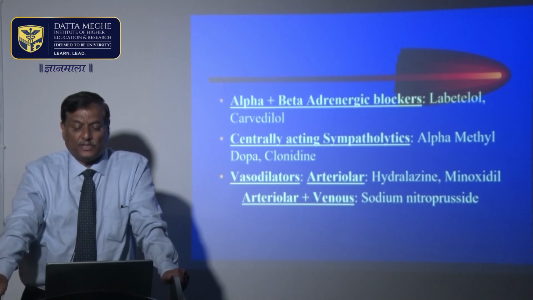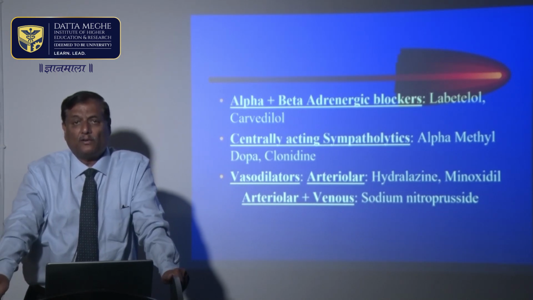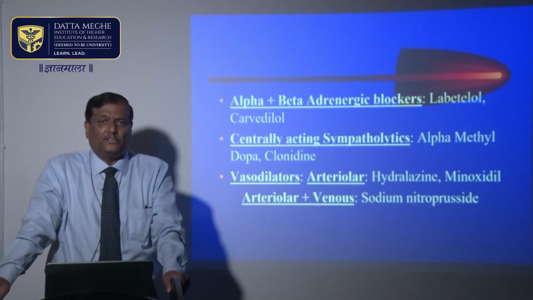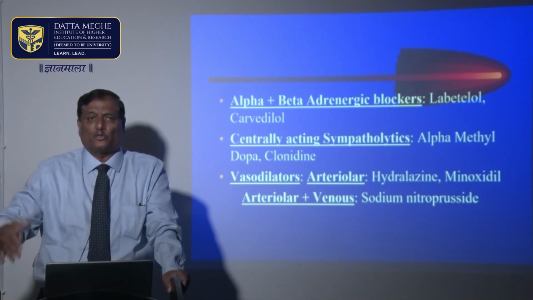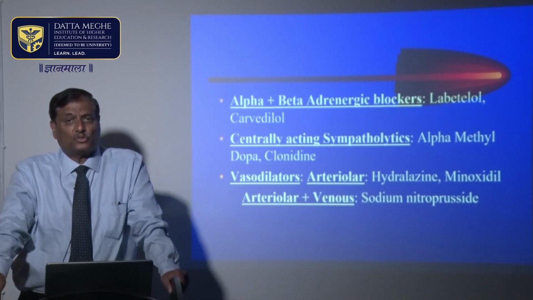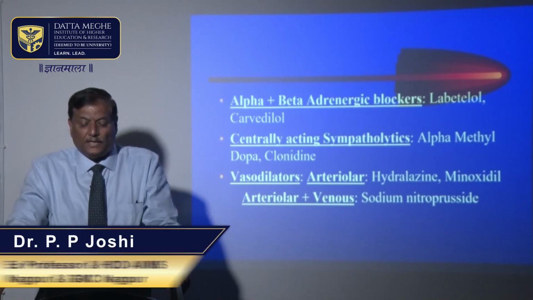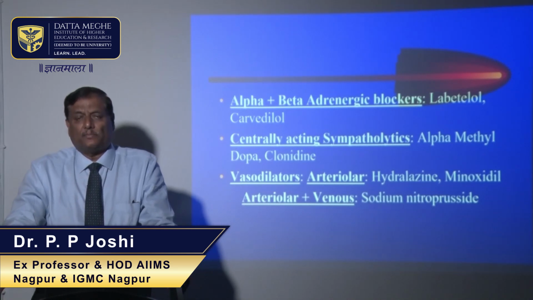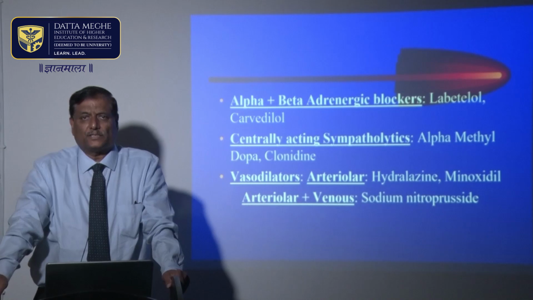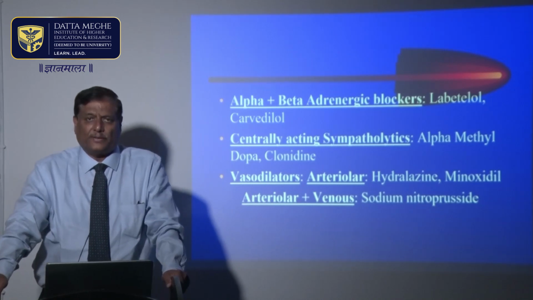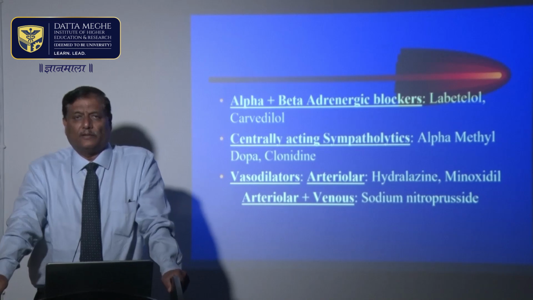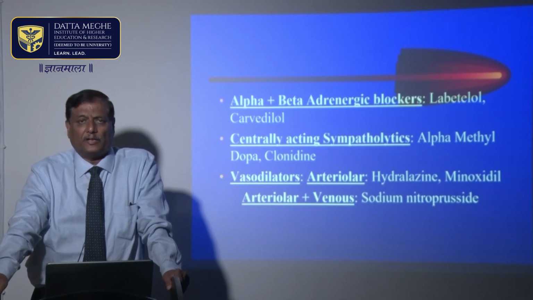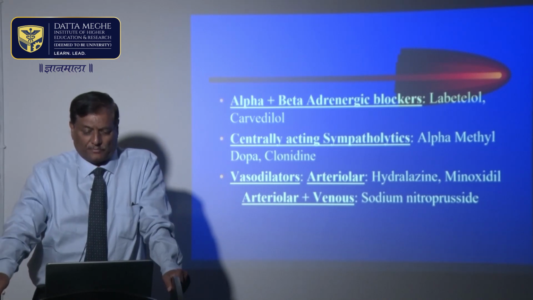Alpha and beta adrenergic blockers like labetalol or carvedilol. Now, labetalol is basically used in the treatment of hypertensive emergencies. It is given in the injectable form, 20 milligrams, which can be repeated after 20 minutes, and it is also safe in pregnancy. Labetalol is used in hypertensive emergencies and hypertensive urgencies, where we want to bring down the blood pressure very rapidly. It is given in intravenous form, and 20 milligrams of labetalol is given, which can be repeated after 20 minutes, so that it has an immediate rapid reduction in blood pressure.